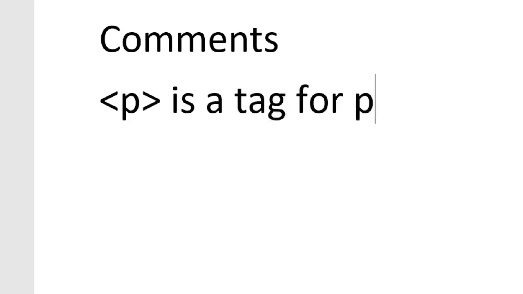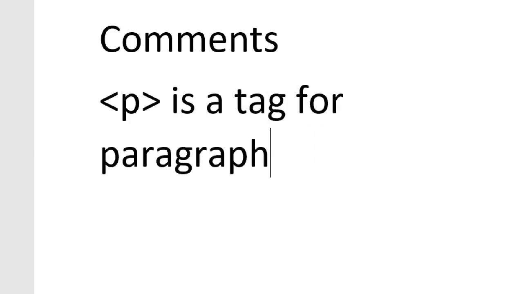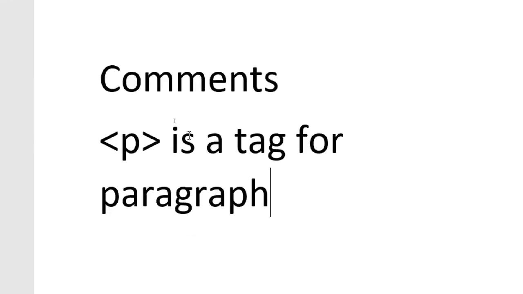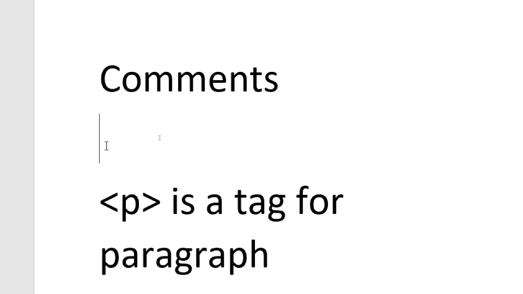Therefore, P is a tag for paragraph. You want to notify somebody that. And therefore, what you need to do is to write a comment. You write a comment in HTML. And to add a comment in HTML, this is how you go about it. You write the angle bracket that way. Then inside the angle bracket, you put an exclamation mark and then two dashes.